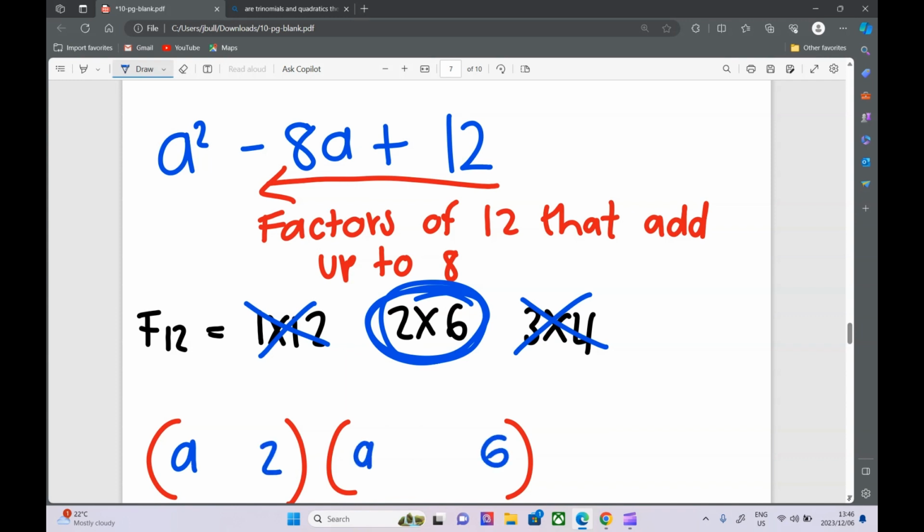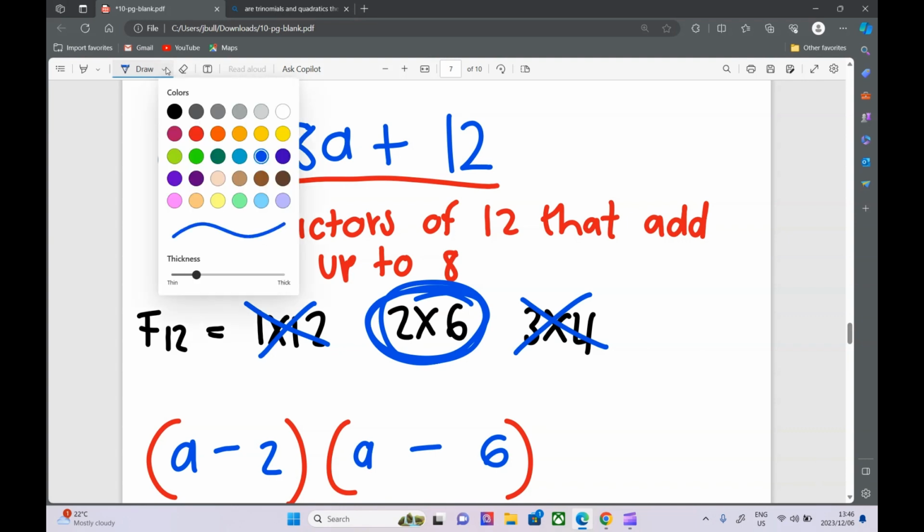When it is like this, if it's a minus and then a plus, that means you've got a minus and a minus. Okay, but if you weren't sure, put in any signs, test, see if it works out. So just to prove that it is right, let's do the expanding.